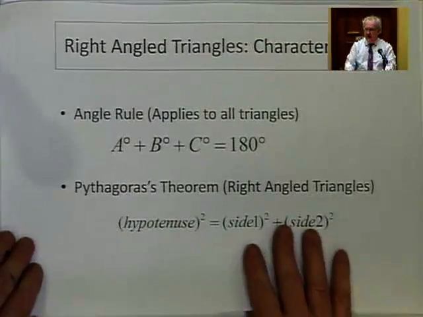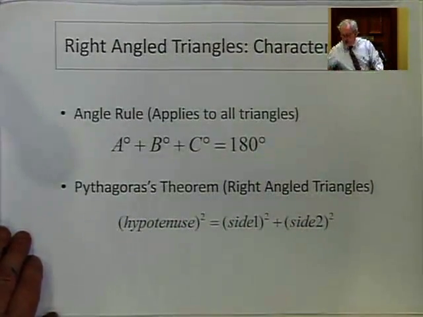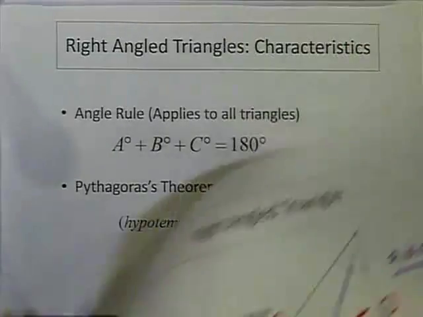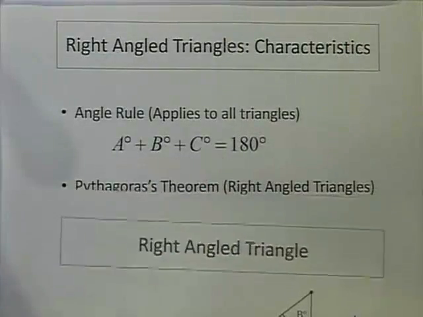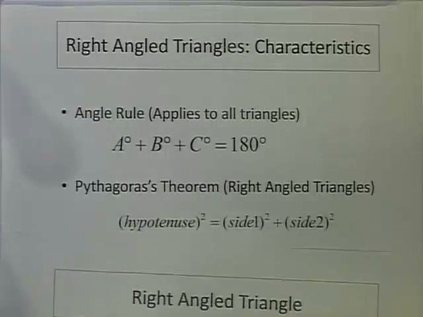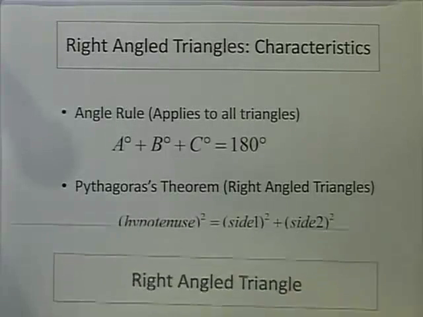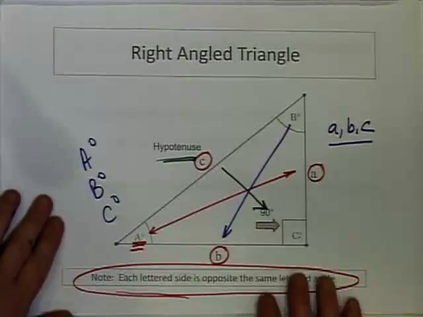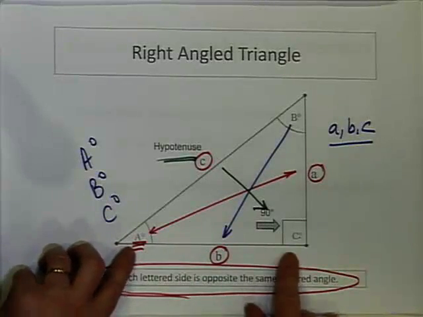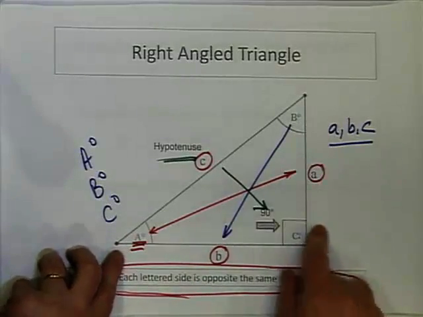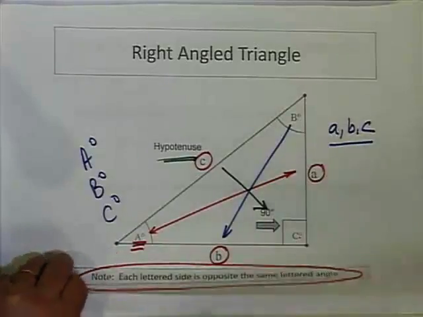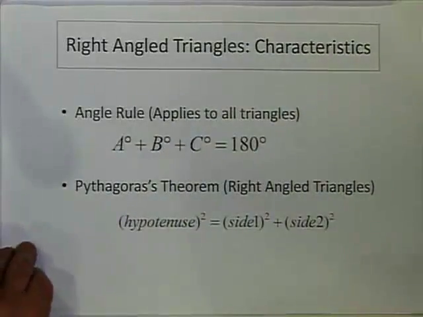Now, these are right-angled triangle characteristics, and they say that a right-angled triangle has three angles, and the angles add to 180. And also, Pythagoras' theorem says that this side here, squared, plus this side squared, gives you this side squared. And that's Pythagoras' theorem, a long time ago discovered.